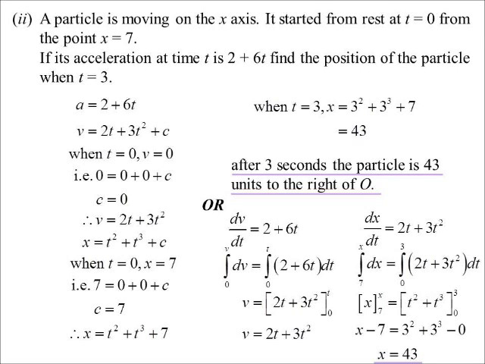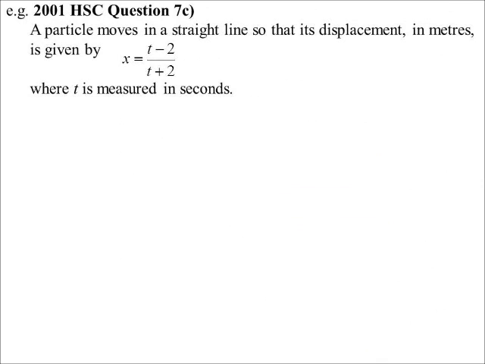HSC question. Okay, 2001 HSC question. A particle moves in a straight line. Displacement in meters is given by this. Ooh, very strange one. T is measured in seconds. What is the displacement when t is equal to 0?